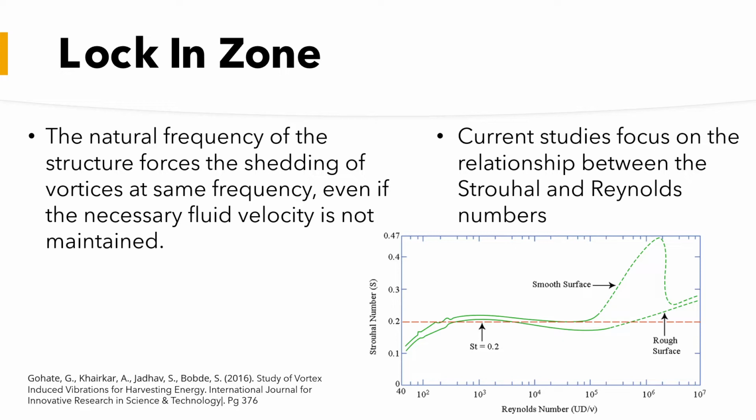Many current studies of the lock-in zone are focused on the relationship between the Strouhal number, which is a measurement of the vortex shedding frequency of cylindrical structures, and the Reynolds number, which is a measurement of turbulent fluid flow. As can be seen in the graph, there is a zone of maximum amplitude where these two properties harmonize.